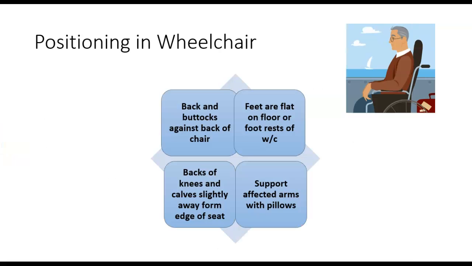Positioning in a wheelchair. The back and the buttocks should be against the back of the chair. They shouldn't be sliding down. Feet are flat on the floor or footrest of the wheelchair. Back of knees and calves slightly away from the edge of the seat, and support affected arms with pillows. So if they have a weak side, you would want to put a pillow under that arm.